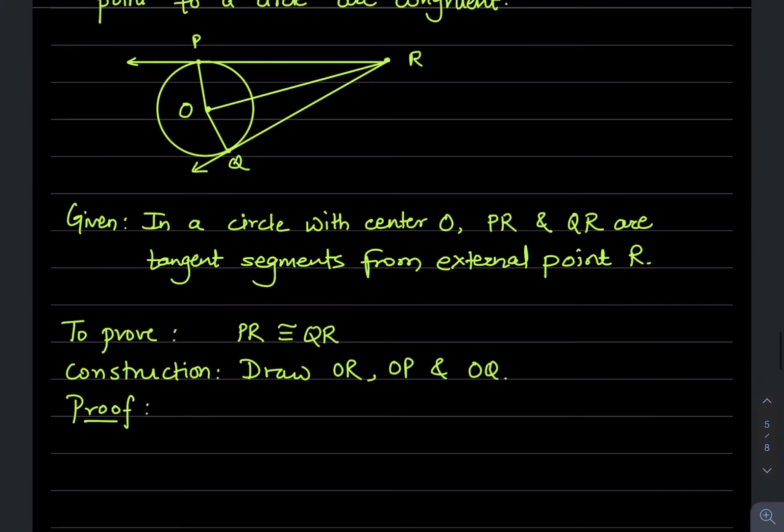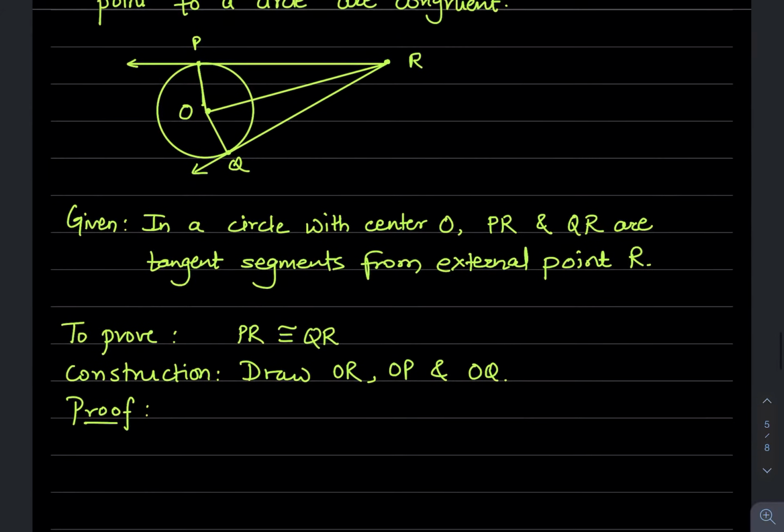So proof. Here OP is the radius and PR is tangent. So this angle will be 90 degree. Similarly, OQ is radius and QR is tangent. So this angle will be also 90 degree. So I will first write here that in order to prove PR and QR are congruent, first I need to prove that these two triangles are congruent, because after proving the two triangles are congruent, I will get corresponding sides PR and QR. So those sides will be congruent.